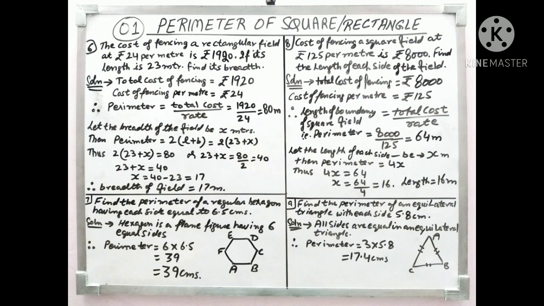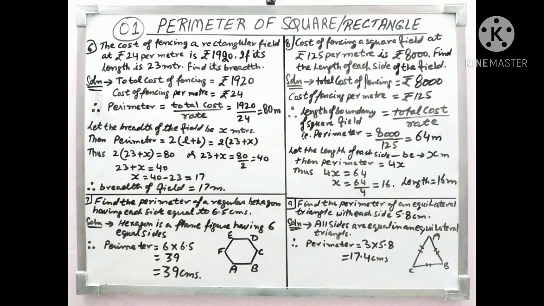So let the length of each side of this field be x meters. Then the perimeter of this square field will be 4x meters. We will equate 4x is equal to 64 and we get the final answer as x is equal to 64 by 4, which is 16 meters. Therefore, the length of each side of the field is 16 meters. I hope you got it.